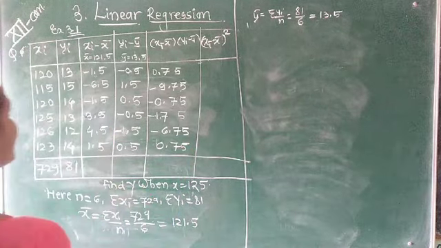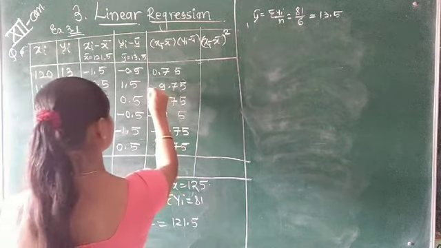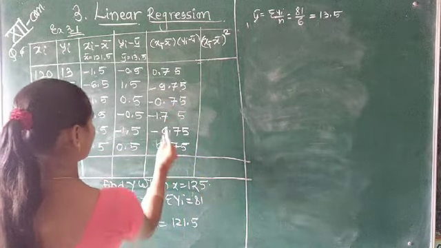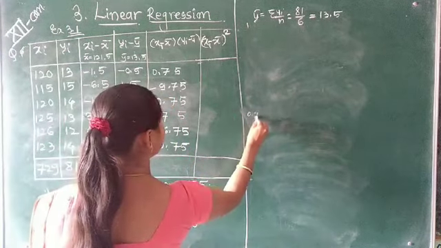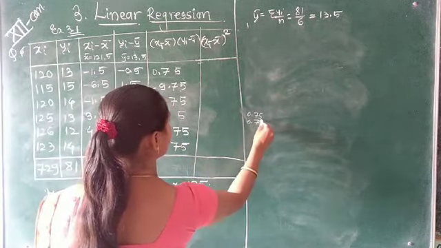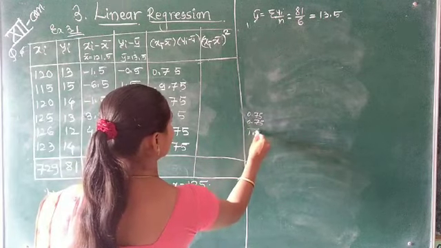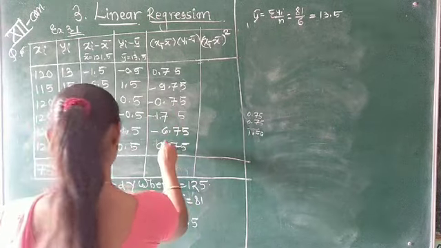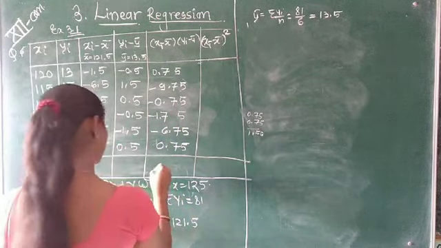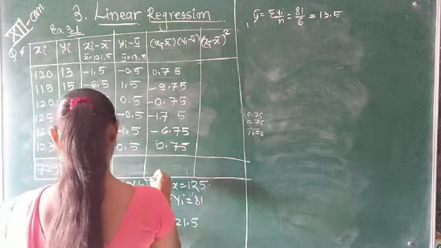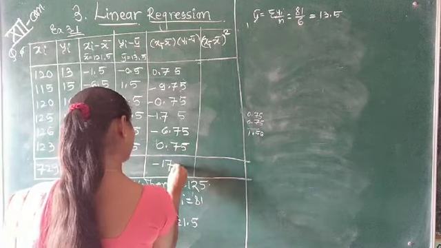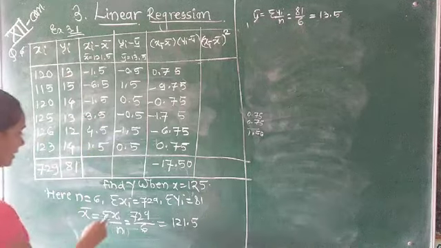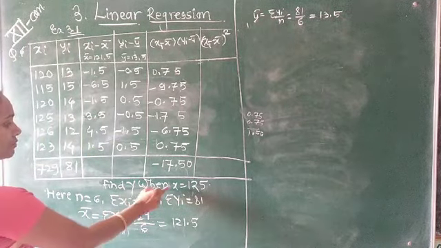Now we have to take the addition of this. First we take the addition of the negative parts, and then we take the 0.75 and 0.75, that means 1.50, and then take the addition of these, then we will get the value, that is minus 17.50.